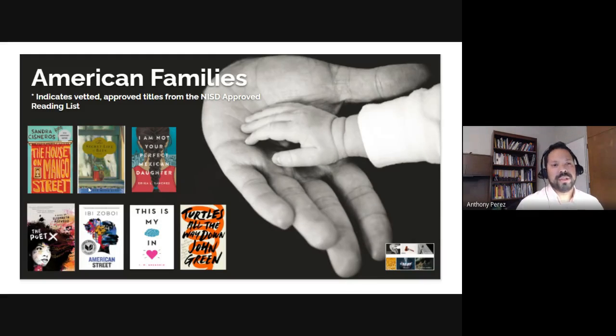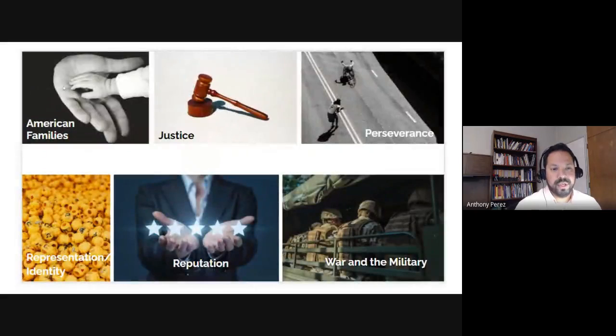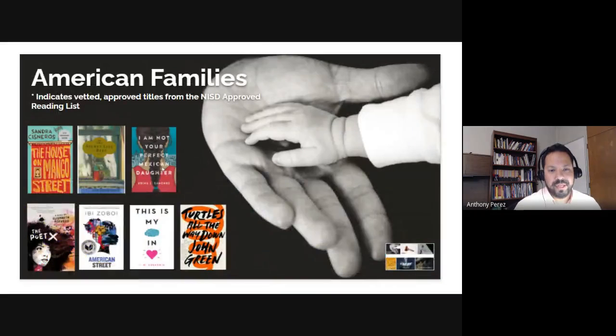But we do encourage some choice outside of the Northside approved list, because we do know that it's fairly dated and doesn't have a lot of the engaging texts that are out there now. But when you get to this page, so you go here, click on American Families, it'll take you to this page. When you click on any of these book covers, it'll then take you to that book, and it has a summary of the book and some opening pages from the book.